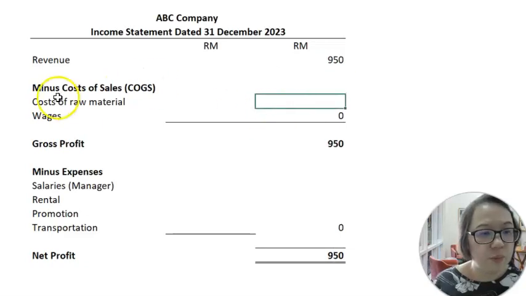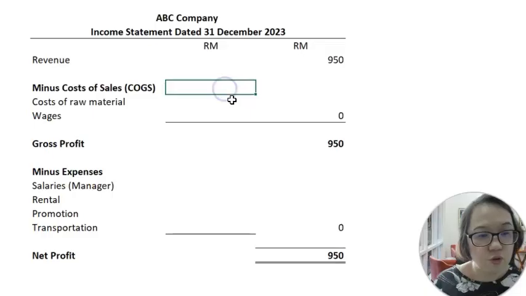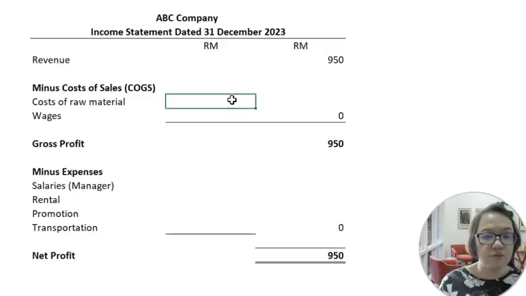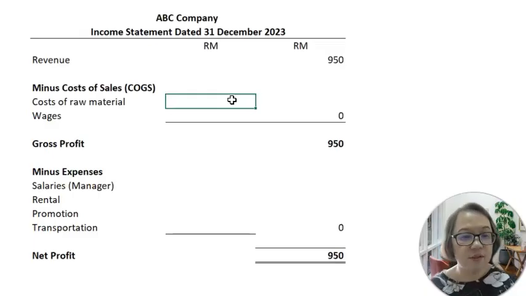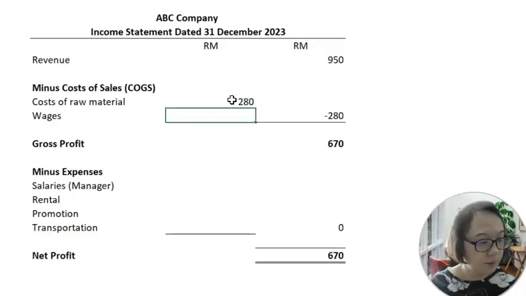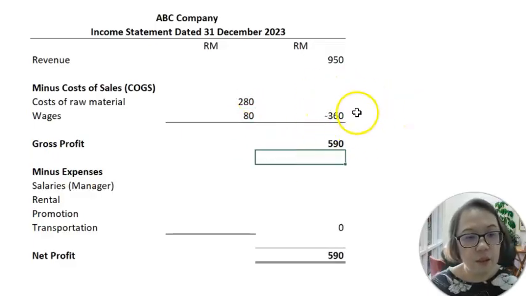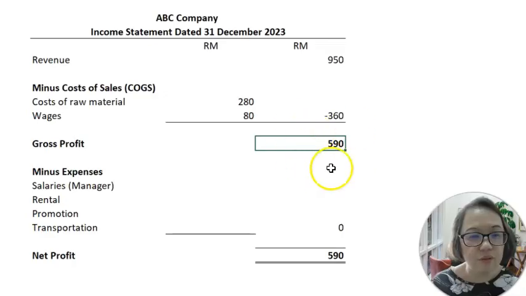And then first we will minus the cost of goods sold. It refers to the cost of preparing the product for sale. So all the costs here refer to the cost of raw materials, the cost of things that we purchase to prepare the things for sale, and the cost of wages to prepare the things for sale. So it will be 280 and 80 ringgit. You can see I have prepared a formula here. So after deducting the cost from the revenue, I will get a gross profit of 590 ringgit here. Yeah, 590 ringgit.